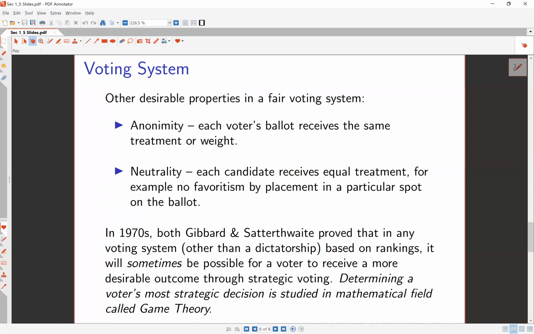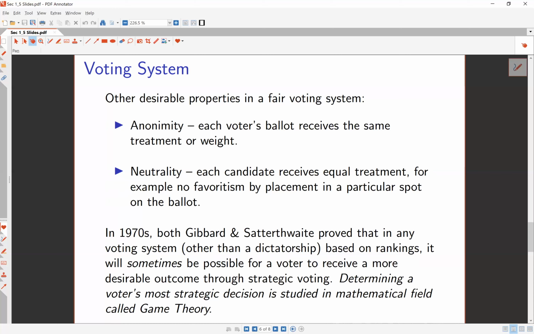This could, for example, be, there are actually some elections run in the US where if the person who currently holds an office is running in the election, their name appears first on the ballot. The name that appears first on the ballot is in a preferential position. So that would be an example of not having neutrality in an election, by placing someone in a preferential spot.